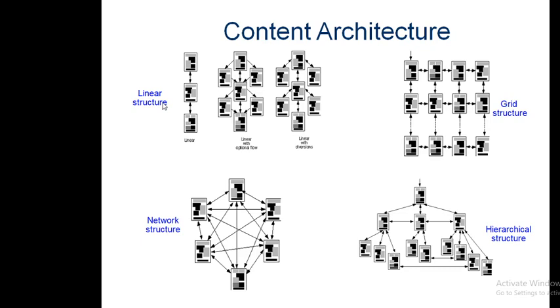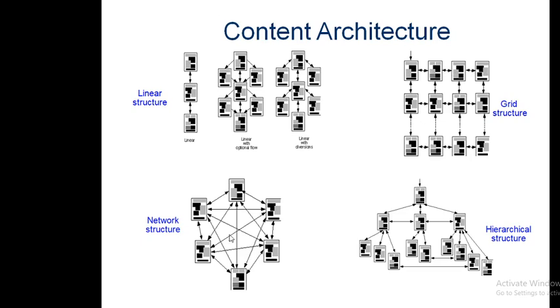If you come to the first content architecture, linear structure means this structure is represented in a linear format. Linear means one by one. If you represent your content that way, it comes under linear structure. Then the grid structure: grid means nothing but arranged side by side. For example, in an MS Office Excel sheet, the cells are arranged in one manner. In the same manner, if you arrange your content also, such architecture comes under grid structure.